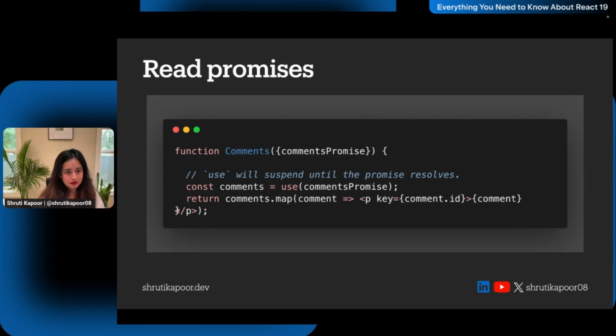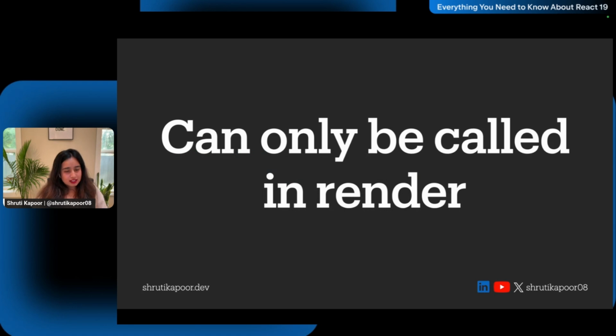There is one caveat though, that it does not support promises created in render. If you try to pass a promise that's created in render to use, React will warn that creating a promise inside a client component is not yet supported. So the caveat is that it can only be called within render. However, there's one thing: unlike hooks, which cannot be called conditionally, the use API can be called conditionally.